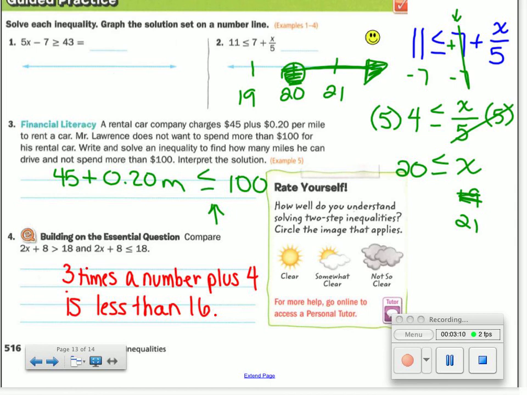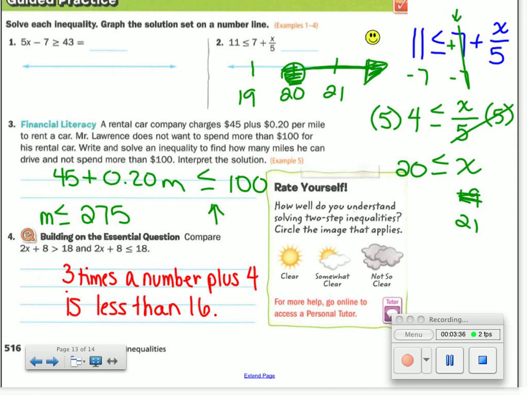If you had time and solved it for m, m would have been, let's see, 275. So m is less than or equal to 275. And then if you were to interpret it, you would say something like, Mr. Lawrence can travel 275 miles or less. All right? And then he wouldn't go over his $100.